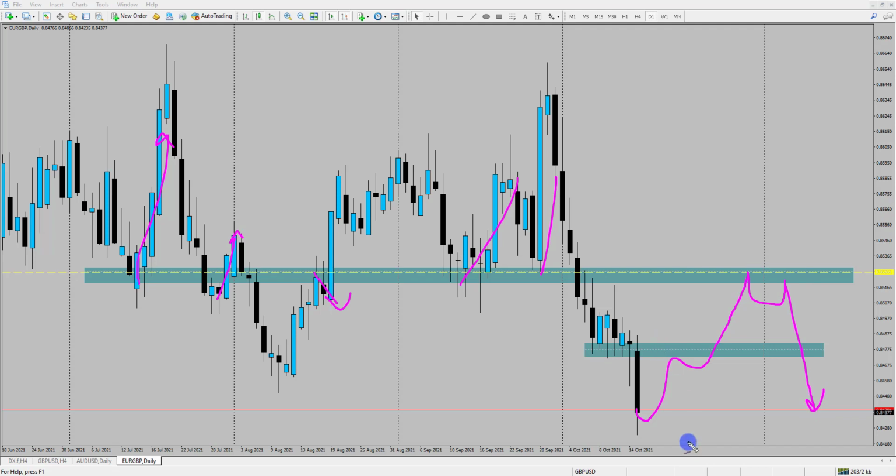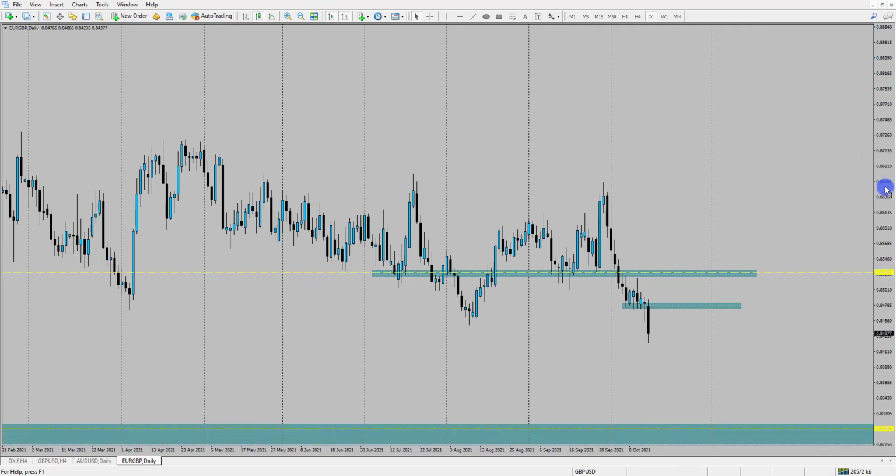that could be the area where we want to get short. But I do think Euro Pound heading towards these range lows is something that we can look for, as price has now created a new weekly lower low candlestick. So keep an eye on these charts this week.